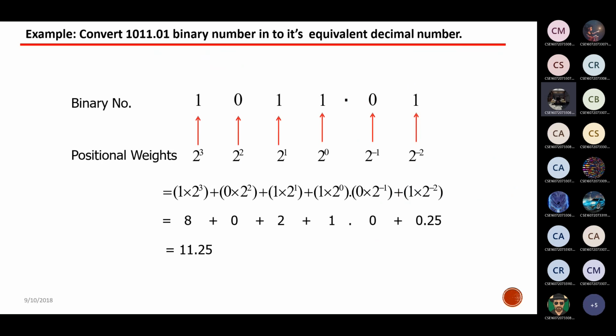Sir, 11.25, sir. 11.25. Correct. 11.25 is the answer. So simply take the positional weight. After that, multiply and add. Make a note. If it is towards the left hand side, it will be 0, 1, 2, and 3. And if after the decimal point it is towards the right hand side, you need to take minus 1 and minus 2.